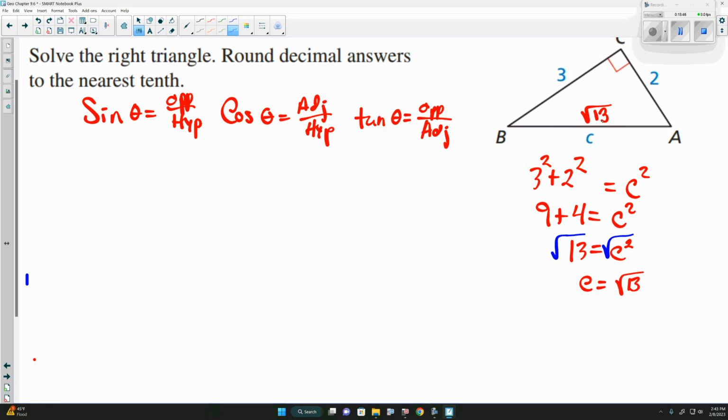Any questions on how we found the third side? We good with finding the third side of the triangle?